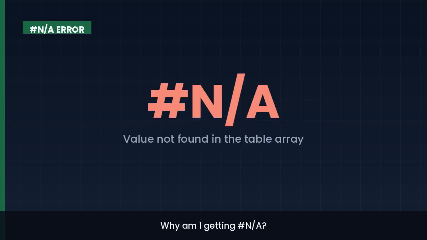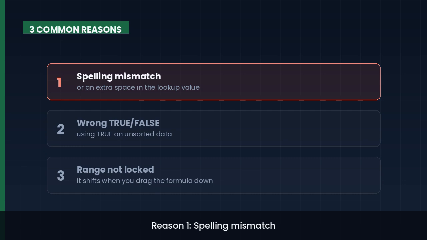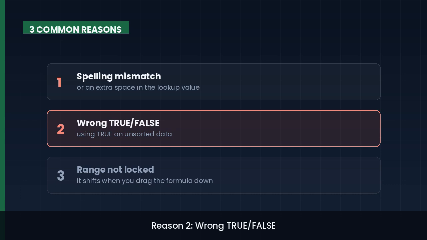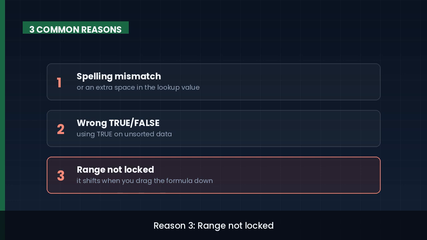Let's talk about the #N/A error. This shows up when the lookup value simply isn't found in the table array. There are 3 common reasons. First, a spelling mismatch or an extra space. Second, you're using true instead of false on unsorted data. And third, your table array isn't locked, so when you drag the formula down, the range shifts along with it.